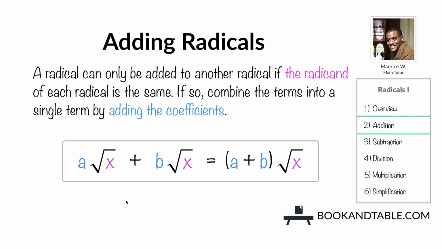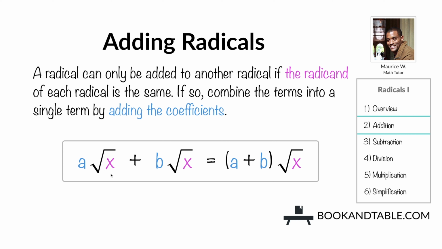Now let's discuss adding radicals. A radical can only be added to another radical if the radicand of each radical is the same. If so, combine the terms into a single term by adding the coefficients. Now the radicand is the term or number inside or under our radical sign. So these must be exactly the same in order to combine these two terms into one, and we do so, if they're being added, by adding their coefficients a and b.